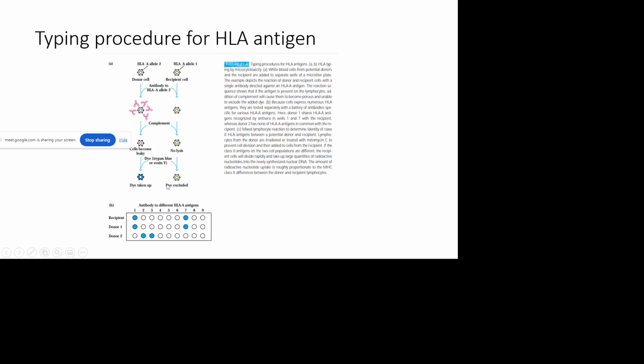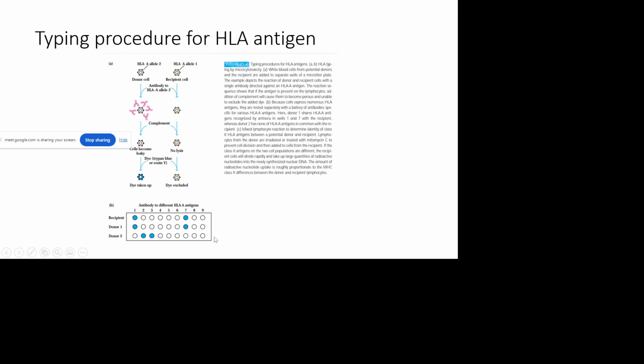So now the cell is intact. When you add the dye, the cell will not take the dye, so the dye will be excluded. In this case you will see a blue color, and in this case you will see a colorless cell, right? So you will conclude that as you have added the antibody specific to HLA A allele 2, the donor has HLA allele 2 but the recipient does not have the HLA allele 2, right? So that's how you can type.